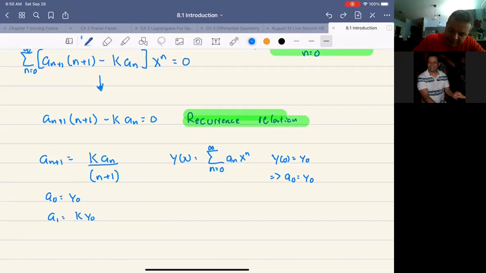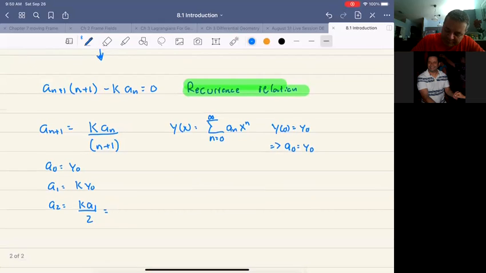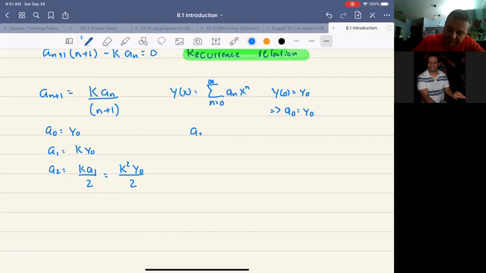Okay, a sub 2. This is going to be k times a sub 1 divided by 2, which is k squared y0 divided by 2. a sub 3 is k times a sub 2 divided by 3, which is k cubed y sub 0 divided by 3 times 2. Let's write it like that. Let's put a times 1 there as well.